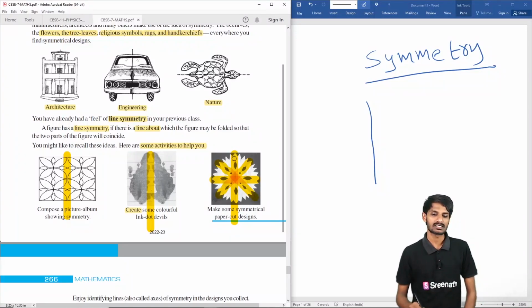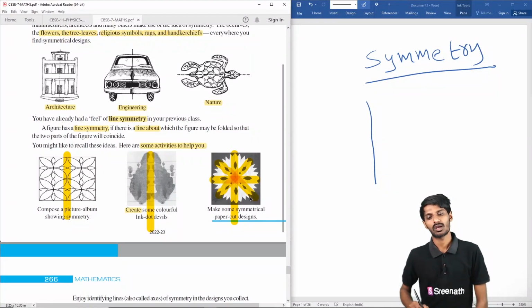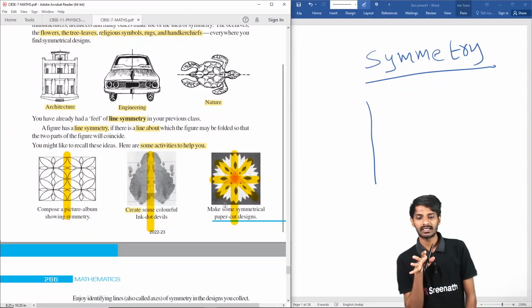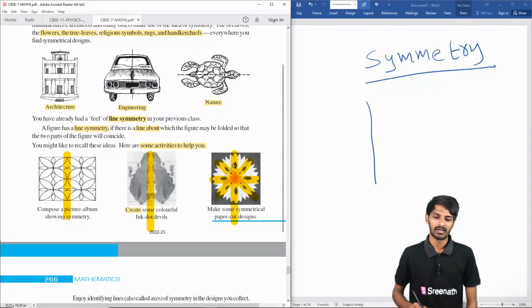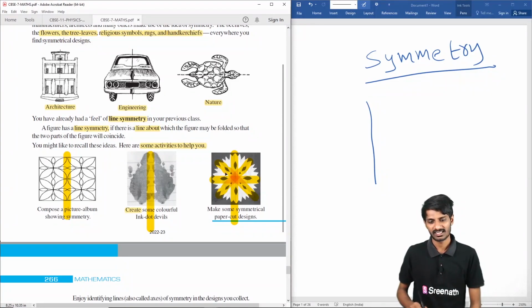So this is the one line, this is the second line, this is the third line, and this is the fourth line. So four lines of symmetry here in this picture. And here only one line, which is only the vertical line. So there is no horizontal symmetry here, but here there is vertical symmetry, horizontal symmetry, and diagonal symmetry. How beautiful it is.